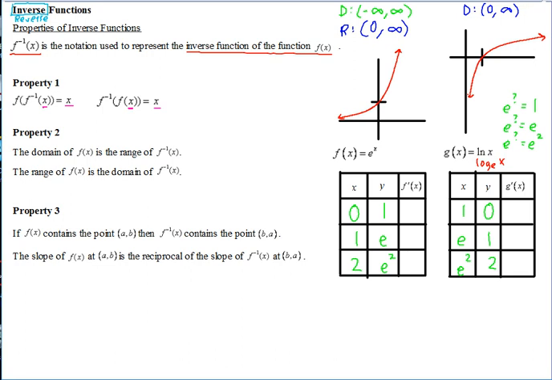And the range, notice it heads down to negative infinity, and even though it grows very slowly, it does go to positive infinity. There is no horizontal asymptote here. So it is from negative infinity to infinity.